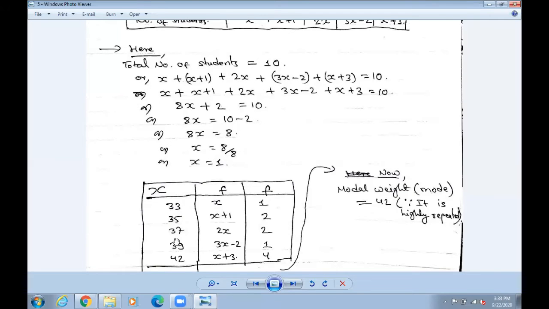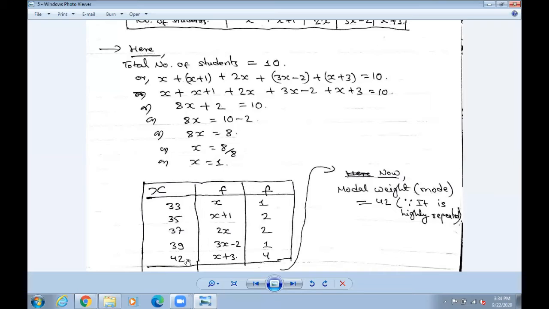Okay, let us find the mode. In the case of mode, what we need to see is the highest repeated frequency. Which one is the highest repeated? 1, 2, 2, 1, 4. Which one is the highest? Okay, 4 is the highest. So what is the answer for 4? 42. The answer is not on the frequency side. The answer is on the x side. x should be the answer, not the frequency. Sometimes students write the mode is 4, but it is not. 4 belongs to 42.